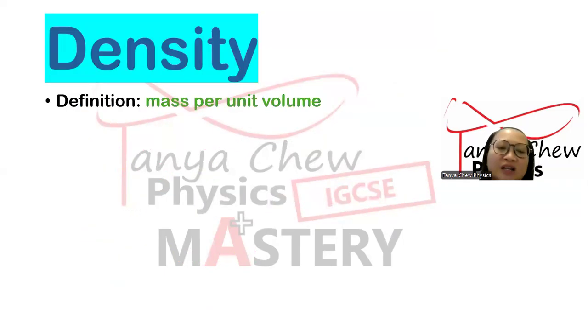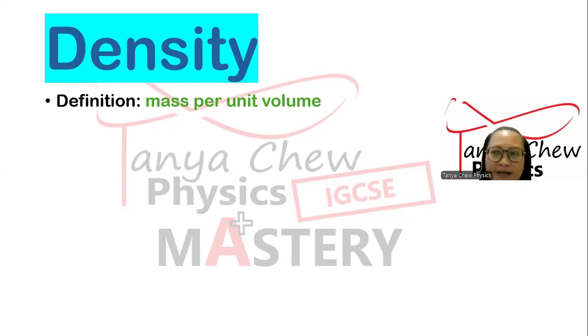Now, density. Density is defined as mass per unit volume. I have seen some of the past questions ask you how to determine the density of an object. So first of all, when you are asked to describe a simple experiment, always write down the apparatus. What is the apparatus that we use to measure mass? Just write down electronic balance. What is the apparatus that we use to measure volume? To measure volume, you have to look at the question. Does the object have a regular shape? What is the shape of the object?